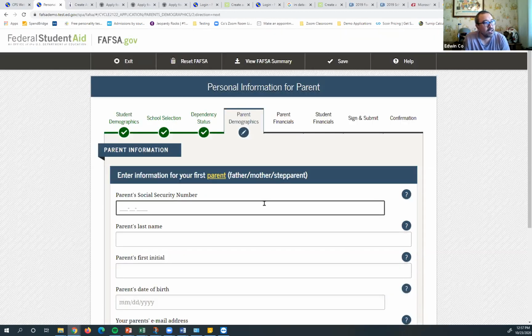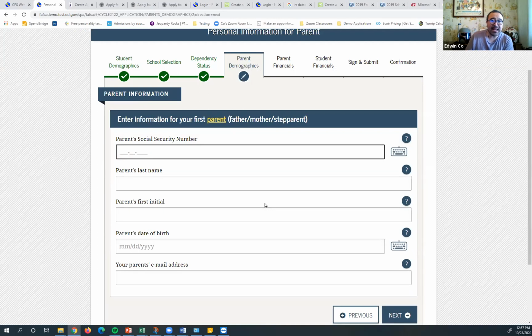Hit next. So, parent social security number, hopefully you have that in hand. If not, they oftentimes are available on your parents' tax forms, usually in the top right corner. If it only shows 4 numbers, that means you need to ask them for their actual social security number. Hopefully you got that when you're creating your FSA account for them. If your parents do not have social security numbers, that's fine. You're just going to enter zeros.